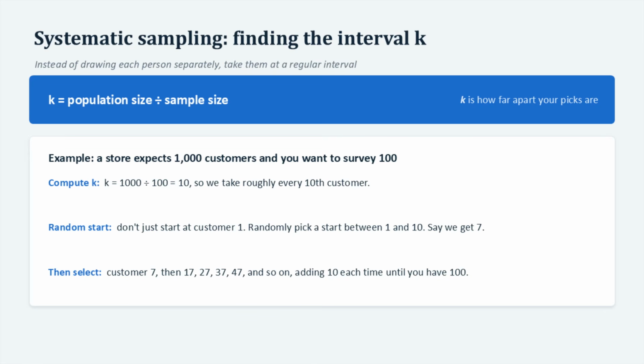Then we simply count by tens. Customer 7, then 17, then 27, then 37, then 47, and so on. Each time we add 10, until we've selected the full sample of 100 customers. And remember, the random starting point is what gives the method its probability-based foundation.